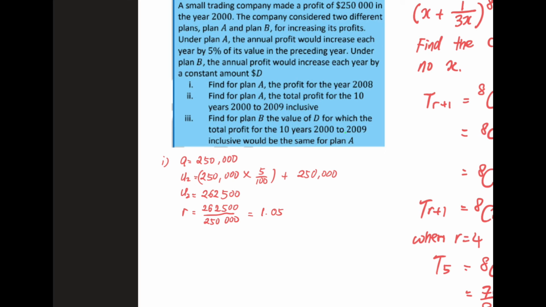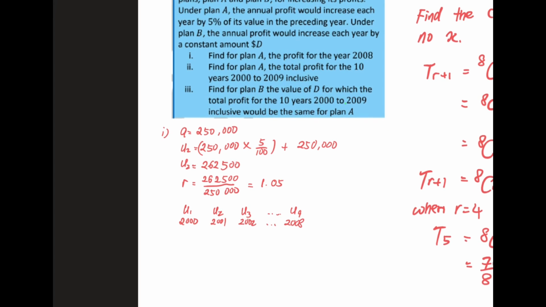And now they want us to find the profit for the year 2008. So you think about it. Your U1 is year 2000, your U2 is year 2001, U3 is 2002, and so on. So 2008 should be U9. You have to think about it one by one. So we are looking for U9. We use the formula a r to the power of n minus 1. Then in terms of three significant figures, I get 369000.